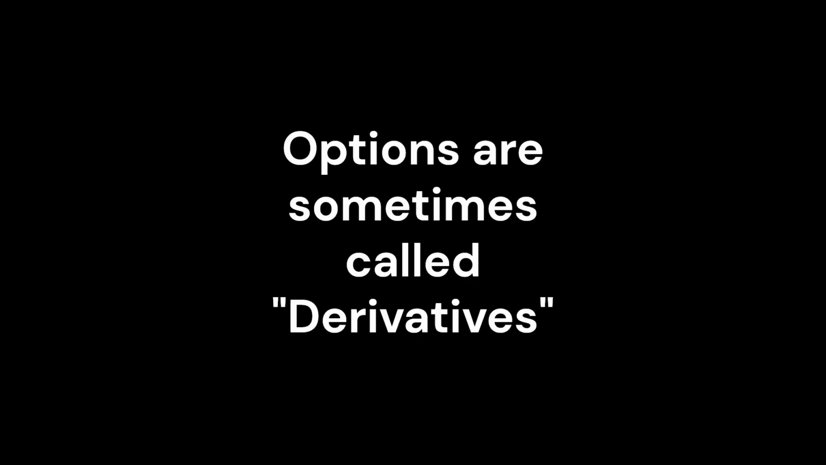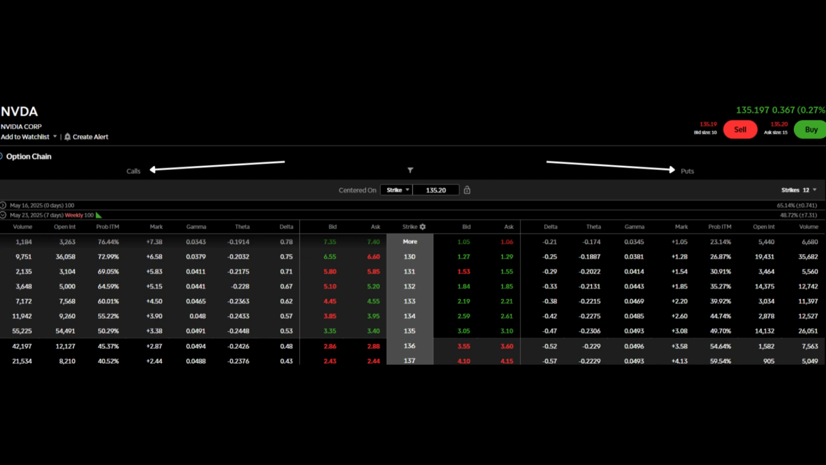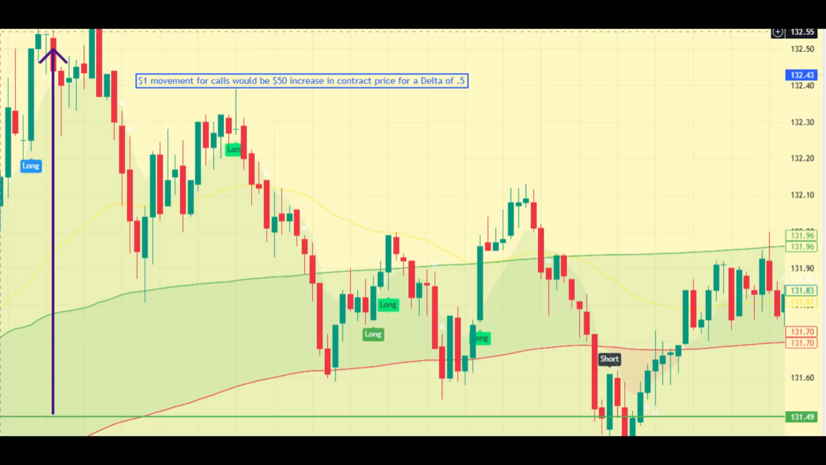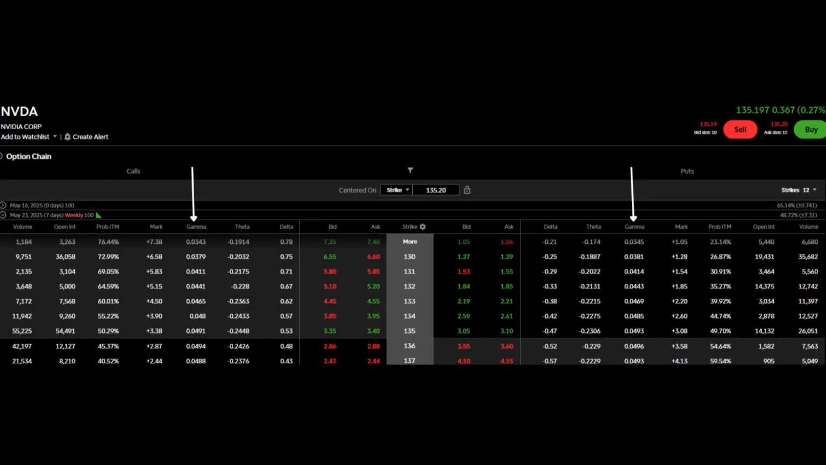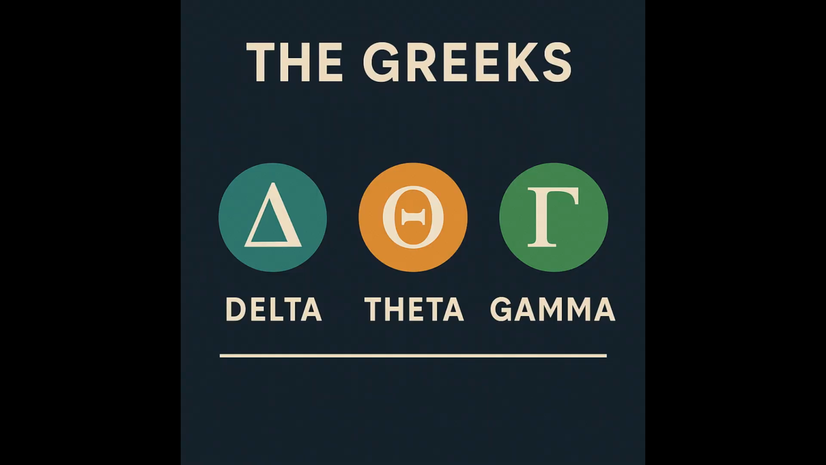Options are sometimes called derivatives because their value is derived from the price of another asset, the underlying stock. We learned that there are two types of options, calls and puts. We also introduced the delta, which tells us how much the option's price moves when the stock moves. As the stock changes price, gamma tells us how much that delta itself is changing, and theta tells us how much value the option loses over time, especially overnight. This might sound intimidating, but once you see it all in action, it'll make a lot more sense.